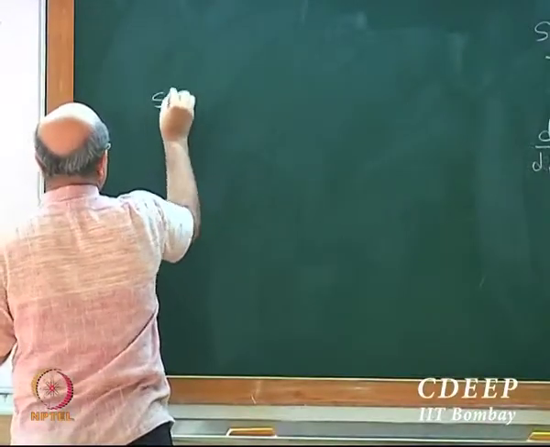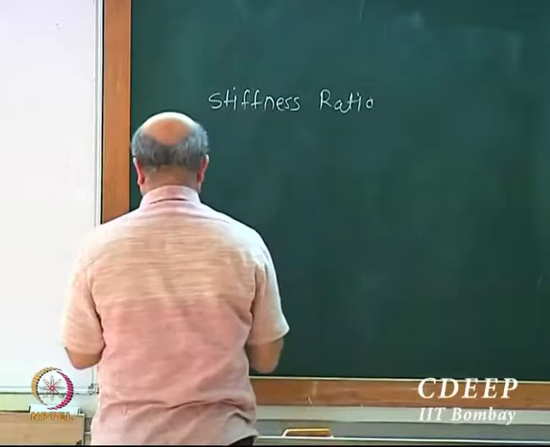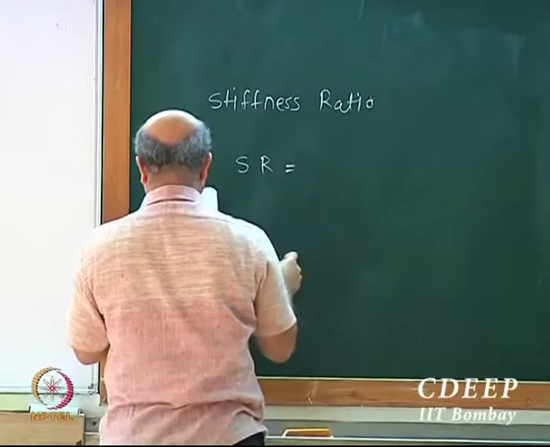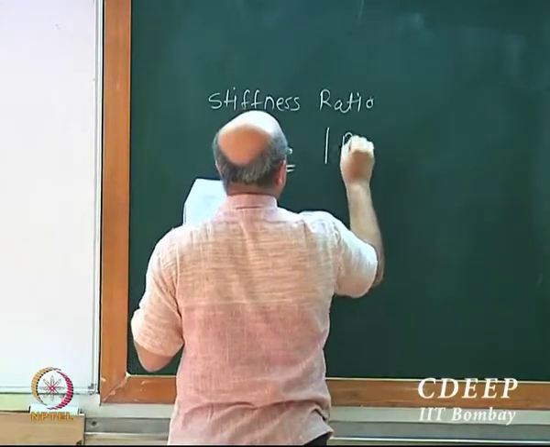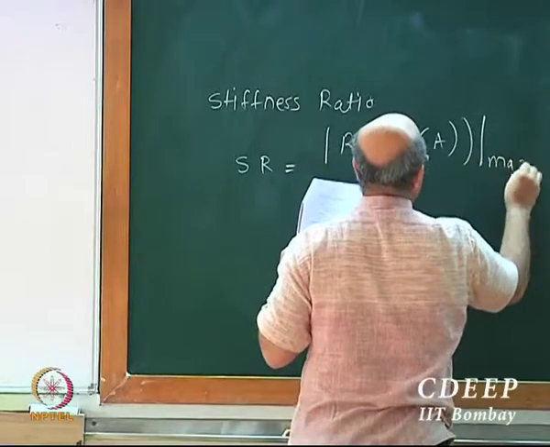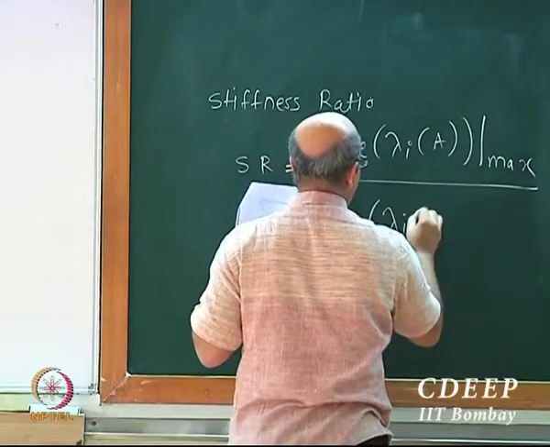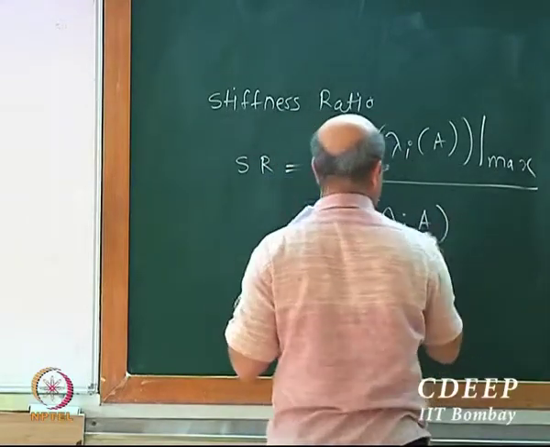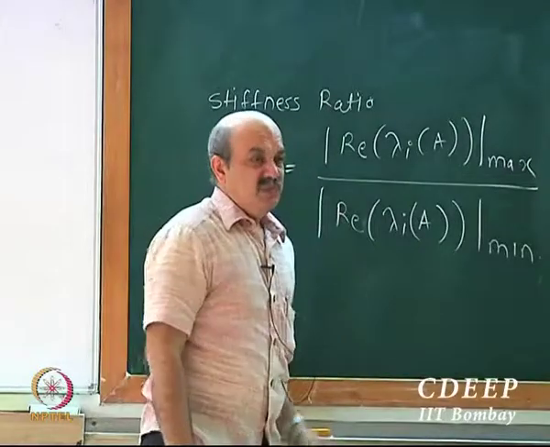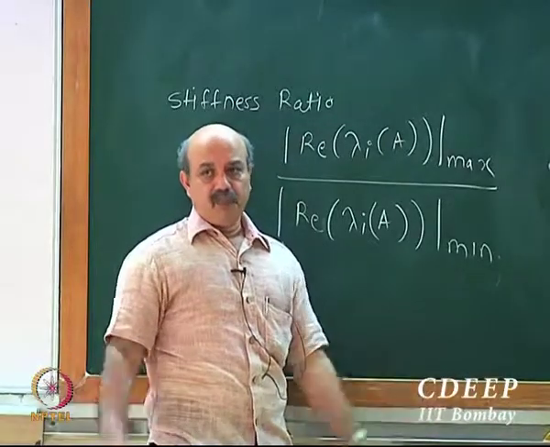We call this the stiffness ratio, and the stiffness ratio is defined as the mod of the real part of lambda_i, the maximum, over the mod of the real part of lambda_i, the minimum, of the eigenvalues. When you find them, they can be complex, so you only look at the real part.